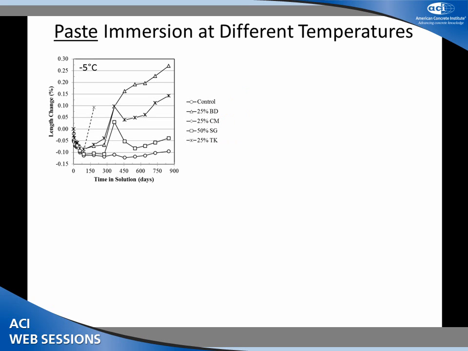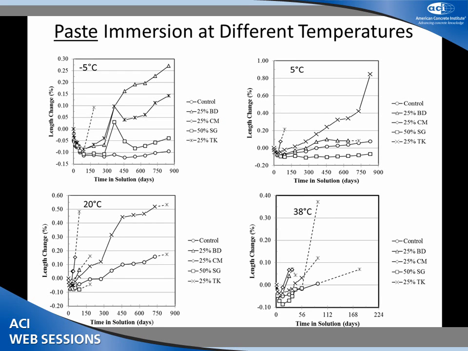And what I want to get out of these 4 graphs here is, first, we are seeing expansion with just a paste with these bars that are in potassium acetate, and as we increase the temperature here, we are actually seeing deterioration. We're seeing more expansion. We're actually seeing the deterioration occur even quicker. So you can see the x-axis here. We're at 900 days. We're at 38 Celsius. Things fall apart by 56 days.